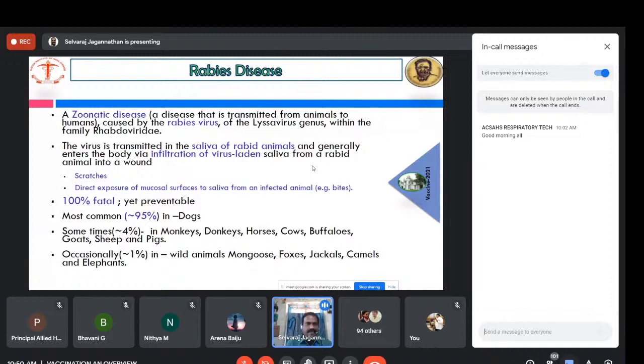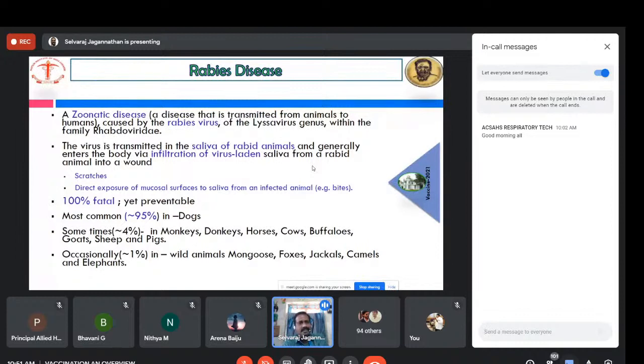Rabies is a zoonotic disease. Even COVID-19 is also zoonotic. MERS, SARS, Crimean-Congo, Kyasanur Forest disease, Chandipura, and a lot of viruses, Nipah, these are zoonotic viruses. Zoonotic means a disease that is transmitted from animals. Rabies is caused by the rabies virus, under the genus Lyssavirus within the family Rhabdoviridae.